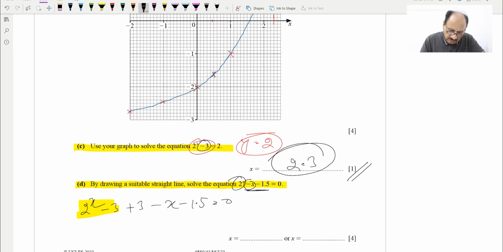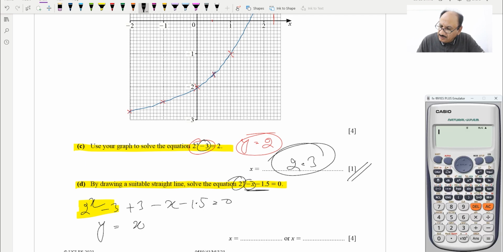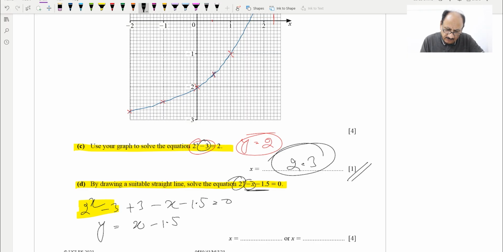So we can write the equation y is equal to, we can shift everything to the side, so x, and this will be plus 3 and minus 3 minus 1.5. 3 minus 1.5 is 1.5. So when we shift to the other side, this will be minus 1.5. So this will be our equation.